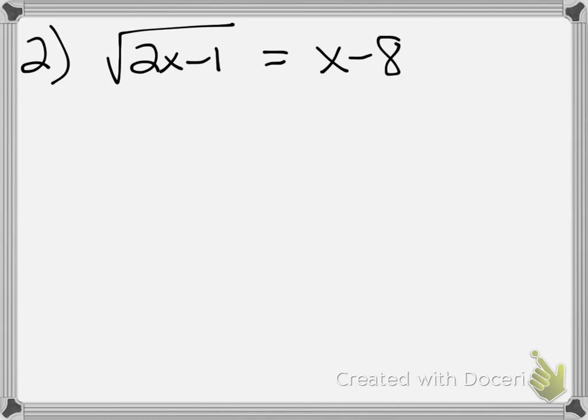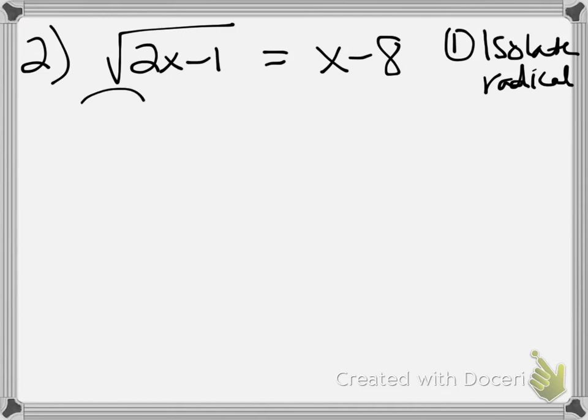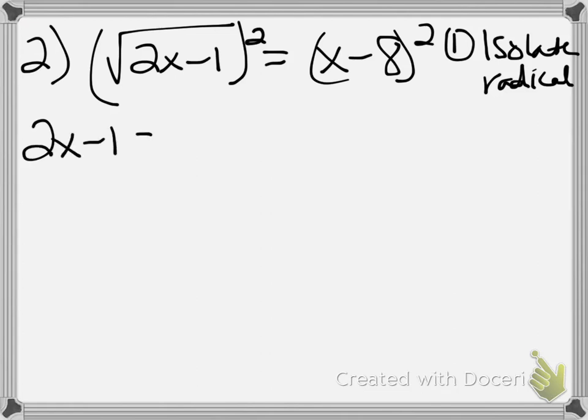Let's look at our second problem here. So I have the square root of 2x minus 1 equals x minus 8. And if you notice here, remember, number one, you must isolate the radical. And that radical is already isolated. Nothing else is with that radical, so we're good to go. So now, again, I'm going to do the inverse of square rooting, which is squaring. And so I'm going to square both sides. So squaring the square root of 2x minus 1 is going to be 2x minus 1.